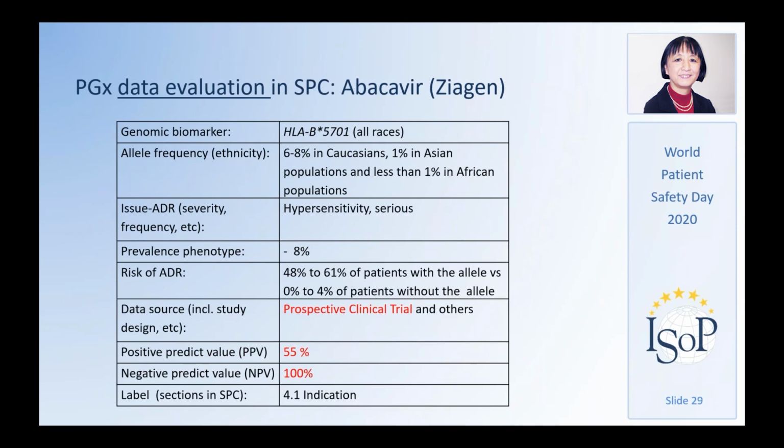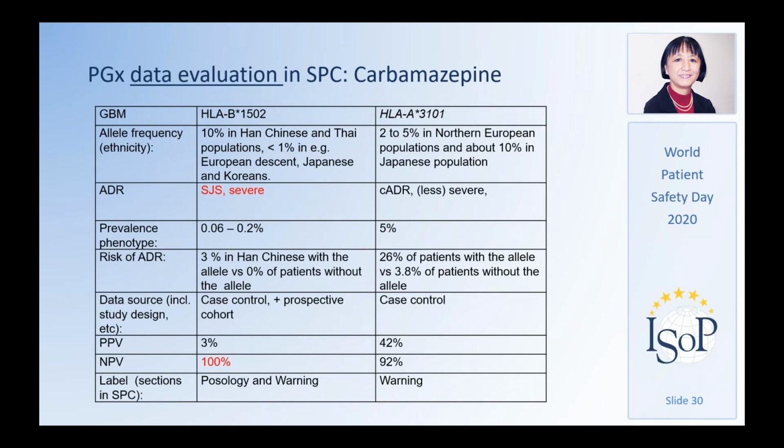As mentioned, the evidence for mandatory genotyping or testing is usually derived from well-designed prospective clinical trials with high positive predictive value and high negative predictive value. And this is also illustrated in the case of carbamazepine. And the evidence looks different, and the recommendation in the labeling also looks different.